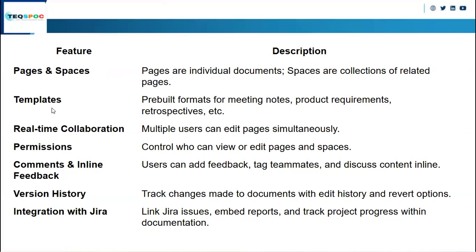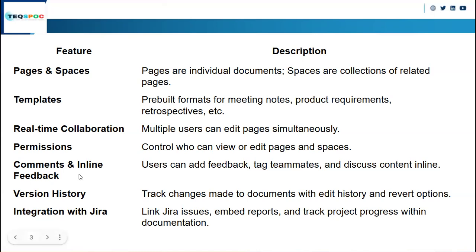Now templates. We have different types of meetings. There are some predefined templates. For example, if you have a sprint planning meeting and want to create documentation, there is a sprint planning meeting template. Retrospective document templates are there too. You can just use that template inside your project. Templates are pre-built formats for meeting notes, product requirements, and retrospectives. Real-time collaboration: multiple users can edit the page simultaneously in Confluence. Permissions: you can control who can view or edit the page and add spaces inside Confluence.